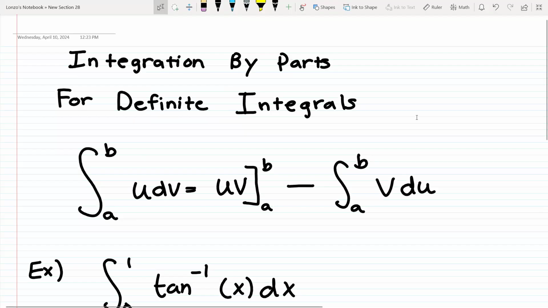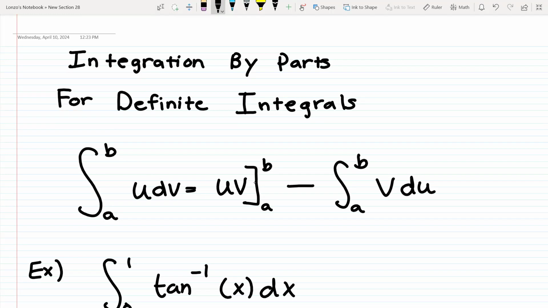Hello, in this video, I will do integration by parts with a definite integral. You're usually used to seeing unbounded integrals, but this time we'll have bounded ones. So the rule for a definite integral is integration from a to b. What you do is you do the u times v from a to b minus the integral of v du.